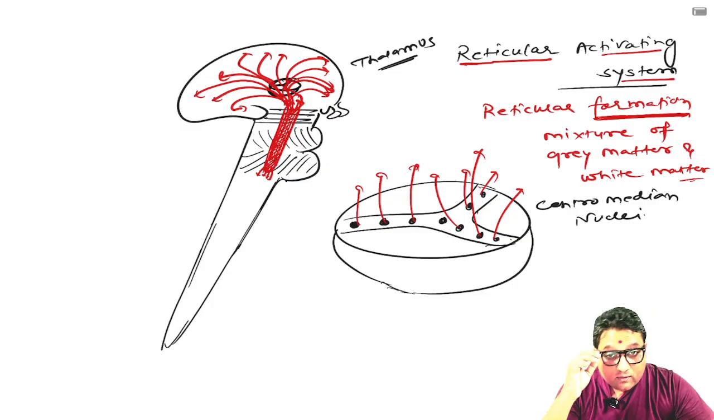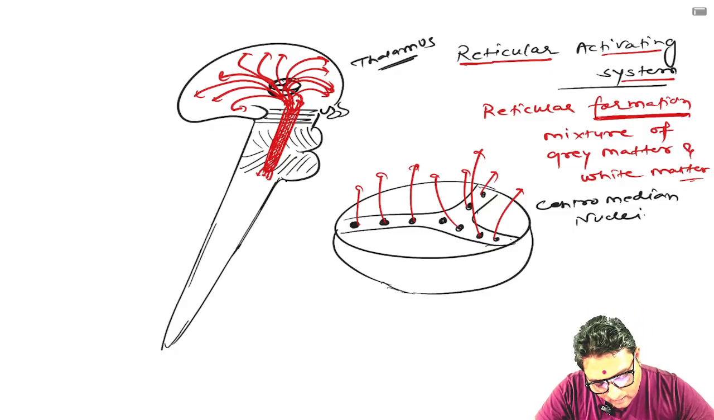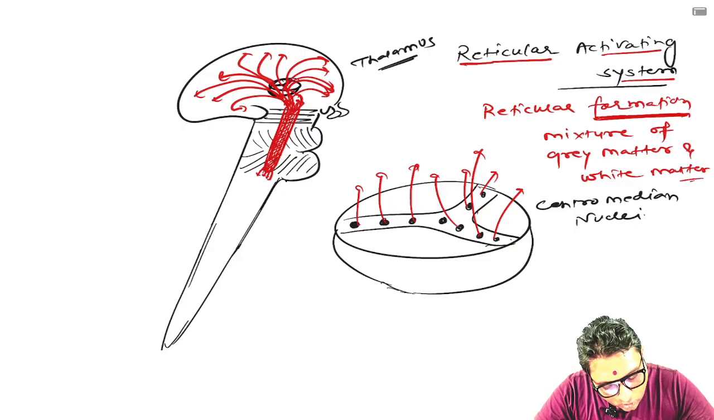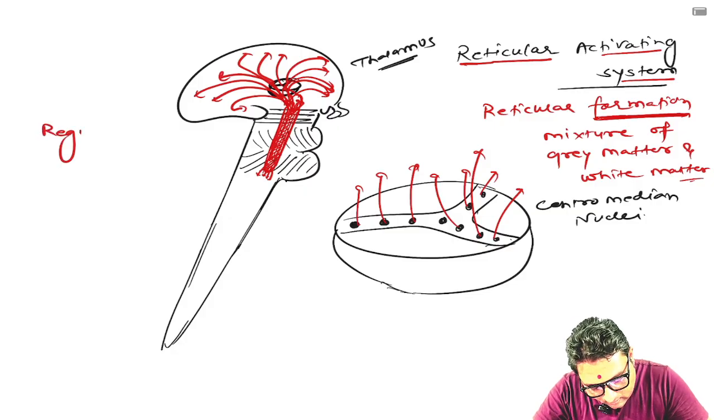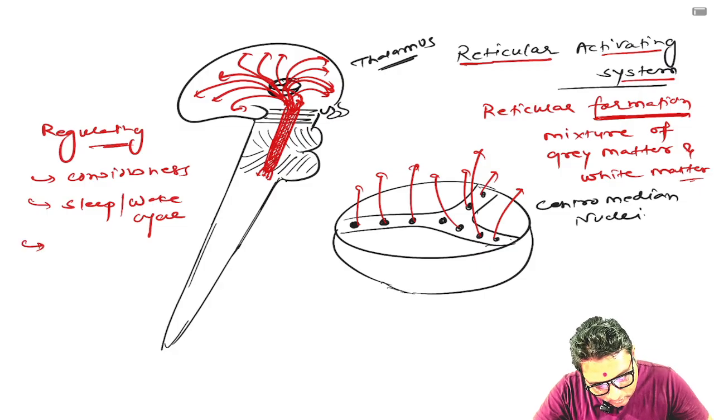So what is the function of this reticular formation or ascending reticular formation? Now this reticular activating system, or ascending reticular formation, helps in regulating consciousness, helps in regulating the sleep-wake cycle, helps in regulating alertness, and helps in regulating awareness.